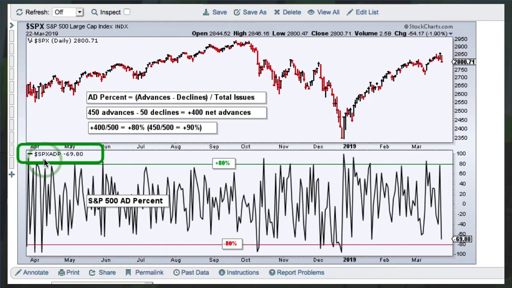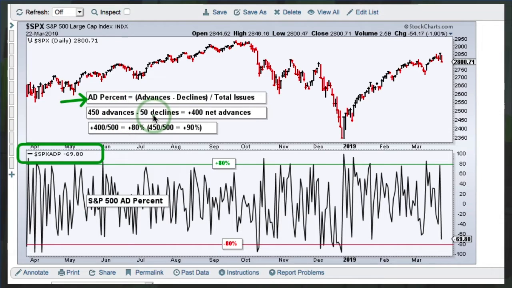Small caps would be SML, NASDAQ 100 would be NDX. And of course, there's the formula. Basically, advances minus declines, net advances divided by total issues. So if you have 450 advances, that's going to be 90% of the index is up. That's like a 90% up day.